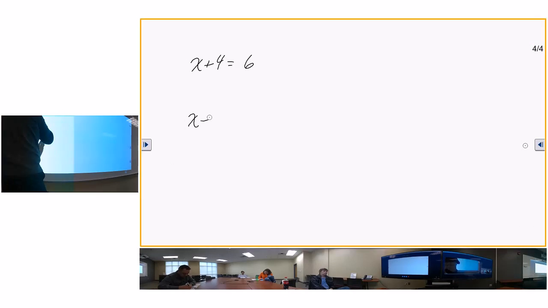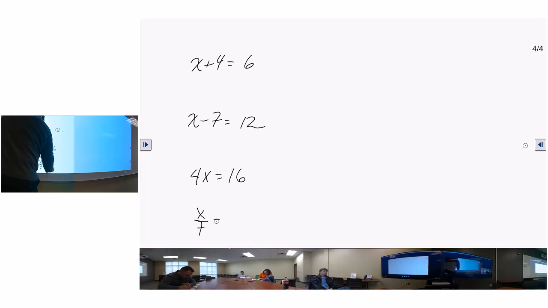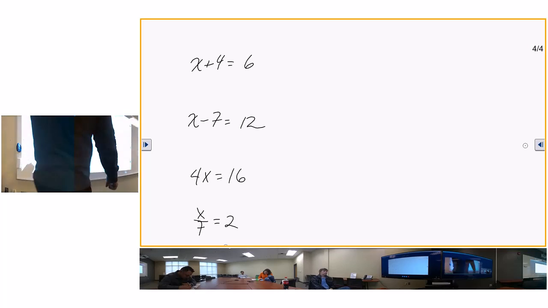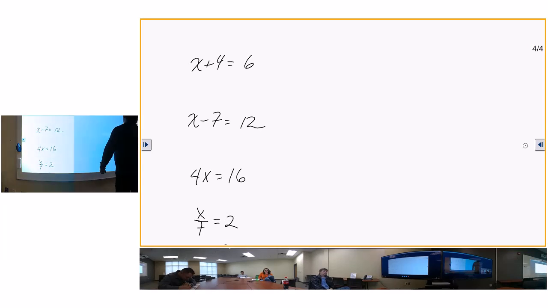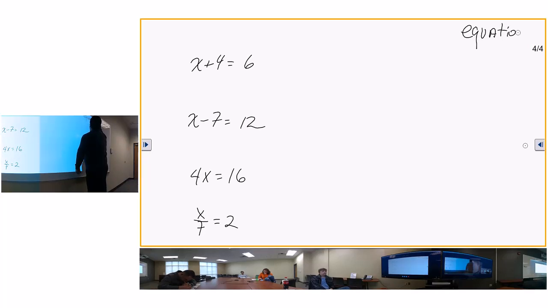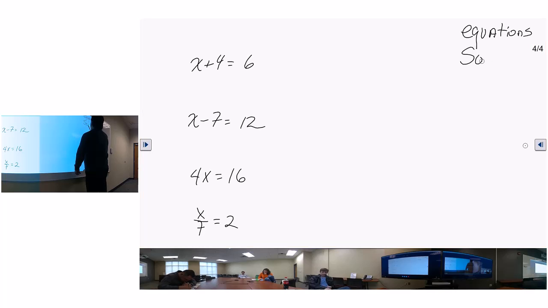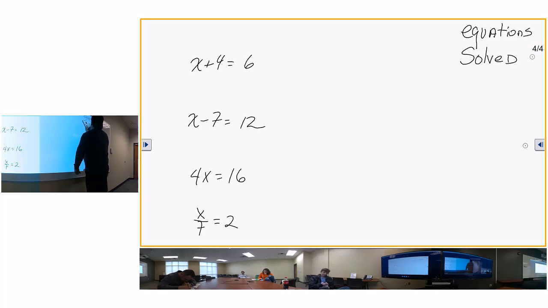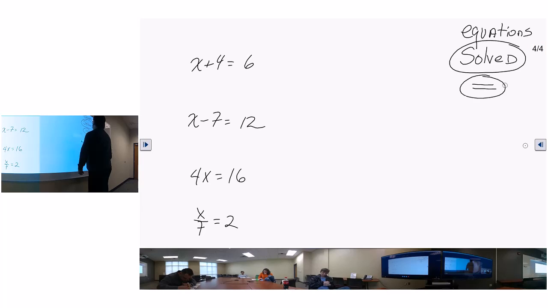X plus 4 is equal to 6. X minus 7 is equal to 12. 4x is equal to 16, and x over 7 is equal to 2. All of these are what we call equations. Equations are not simplified, they are what? Solved. Because they have a what? An equal sign.